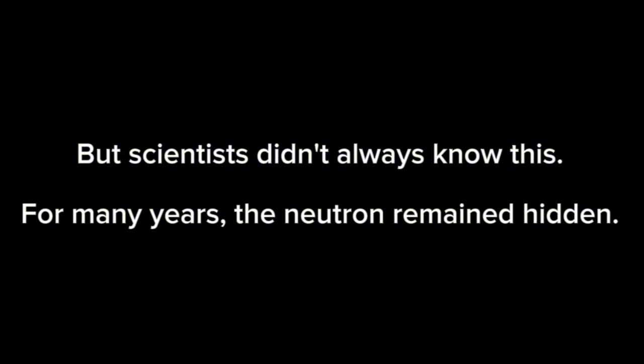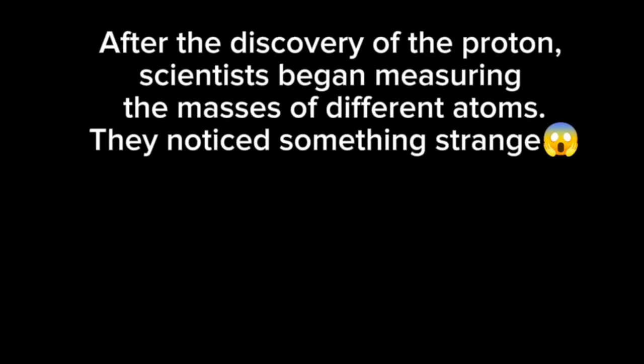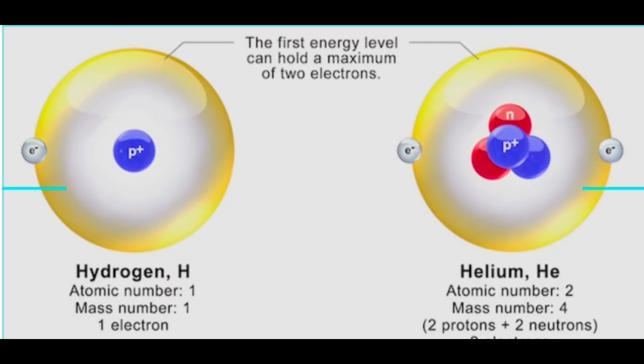But scientists didn't always know this. For many years, the neutron remained hidden. Why did scientists suspect another particle existed? After the discovery of the proton, scientists began measuring the masses of different atoms. They noticed something strange. For example, hydrogen contains one proton and has an atomic mass of approximately 1. But helium contains 2 protons, yet its mass is about 4. Where was the extra mass coming from? The known particles couldn't explain it.